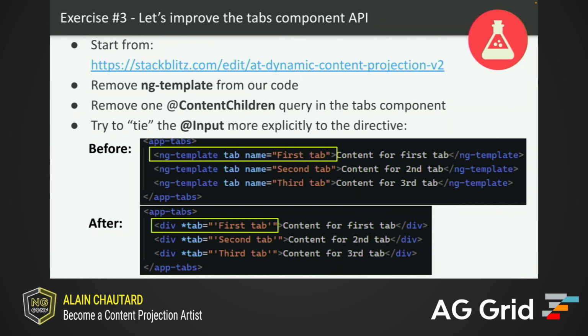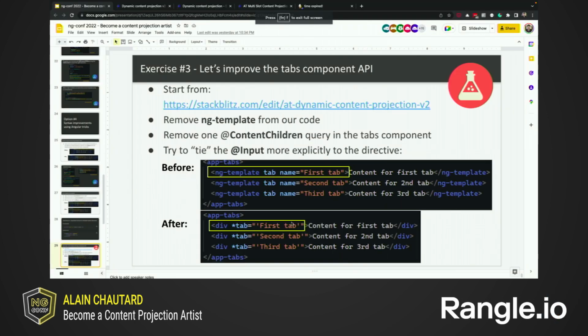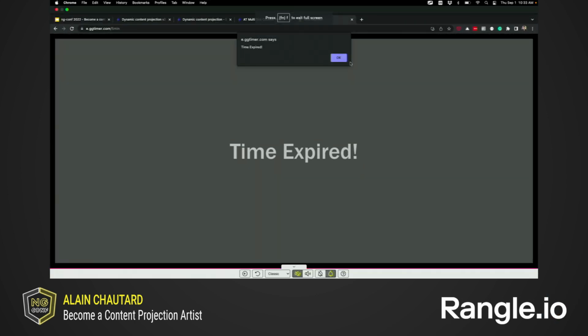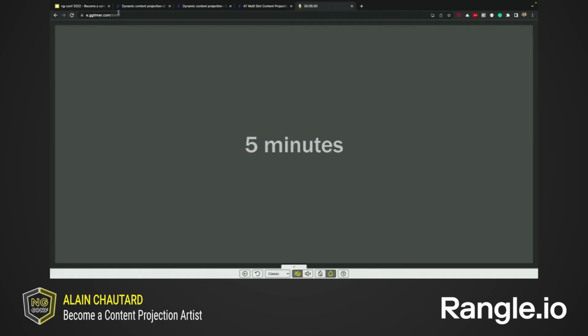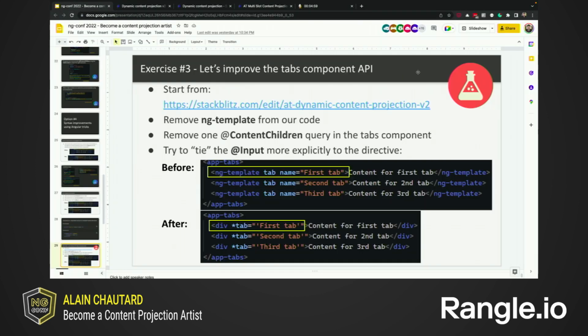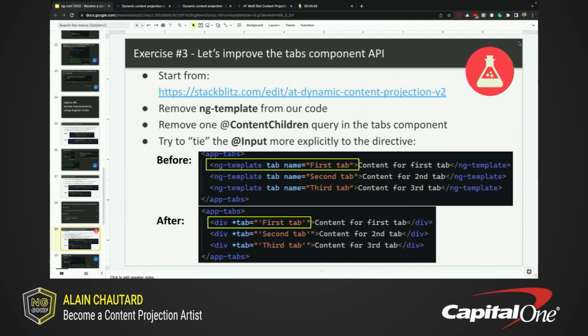And this is going to be our final exercise for today. So if you want to give it a try, the URL is right there. I'll put a 5-minute timer. That's the last one for today, and I'll let you get started. So basically, we want to use the syntax from the previous slide, put it in place, make sure that everything still works. And then we're going to remove one content children. This one is more of a bonus step. If you don't do it, that's fine, because it may be a little bit more tricky.